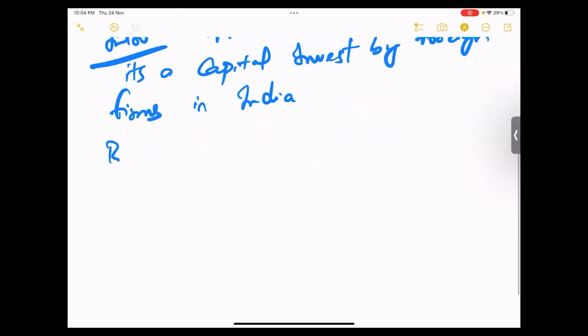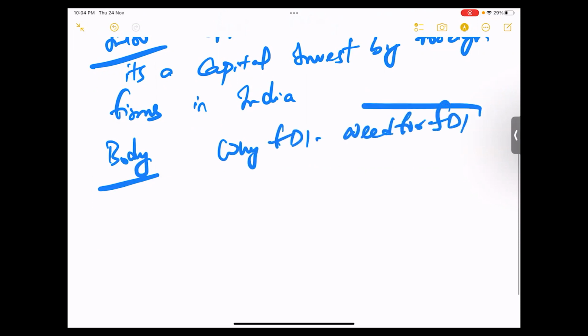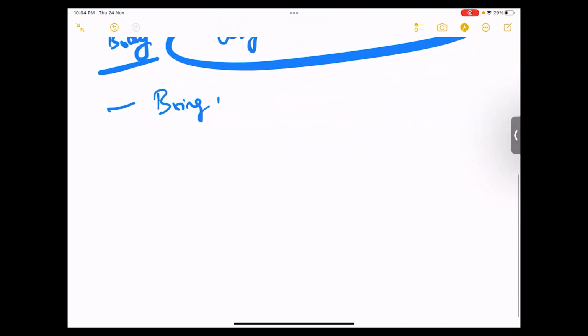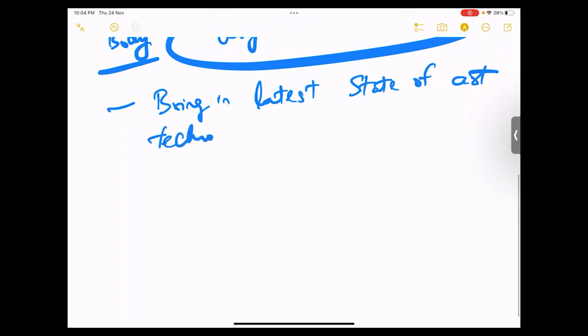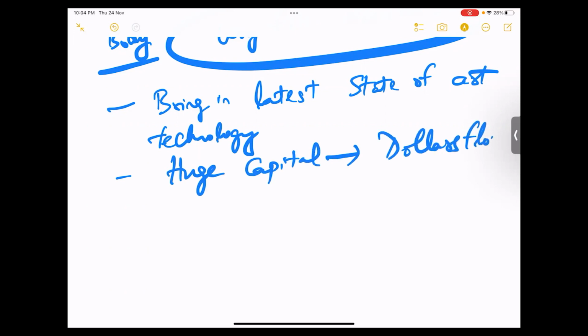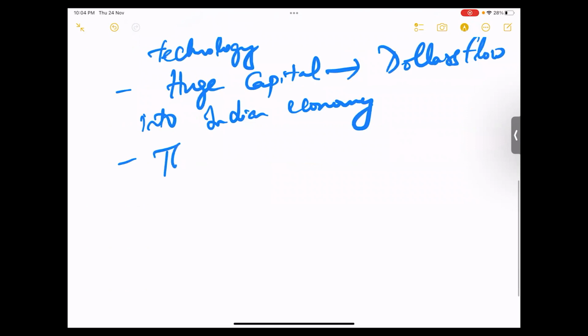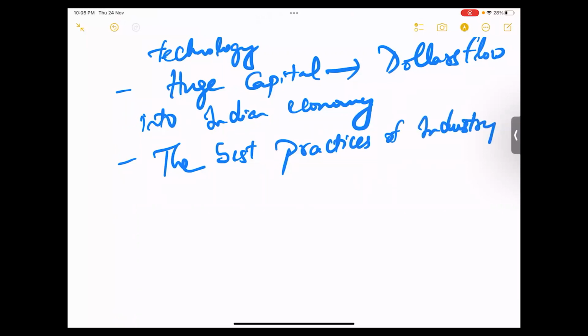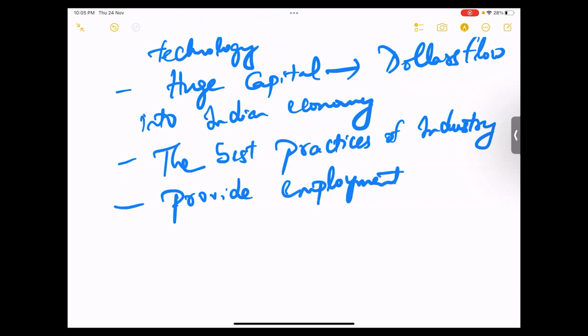Okay. So in the body, you write why FDI or need for FDI. What are the advantages of FDI? They bring in the latest state of the art technology into the Indian market. They bring in huge capital, which also brings a lot of dollars flow into the Indian economy. They bring the best practices of industry. They provide employment to many people.